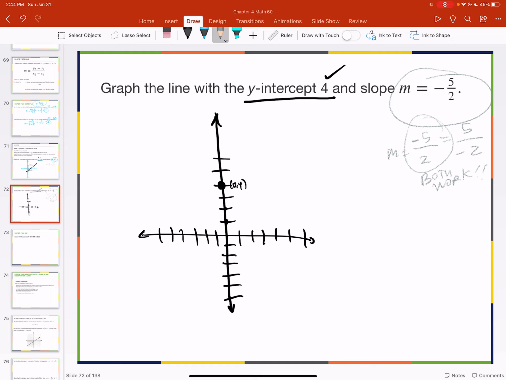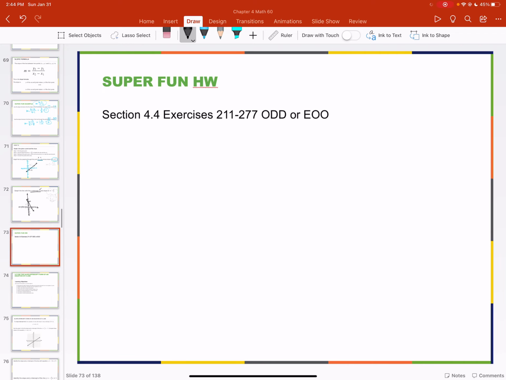So in this case it's negative 5/2. Starting from the y-intercept, I'm going to go down 5: 1, 2, 3, 4, 5. I'm going to go 5 in the negative direction, and then I'm going to go in the positive direction 2. So 2, and that's going to be my second point right here. I'm going to draw a line between these two. And that's it. That's it for 4.4.